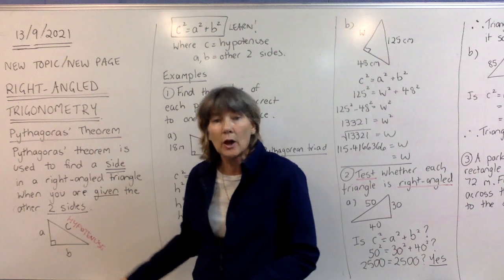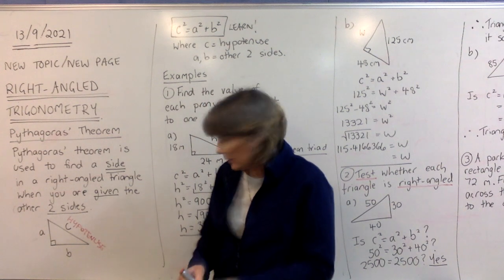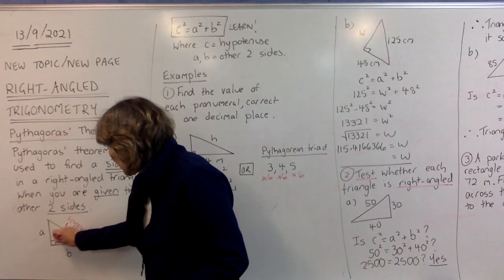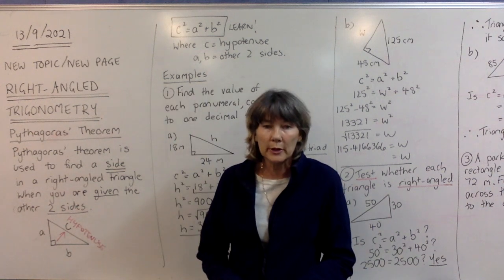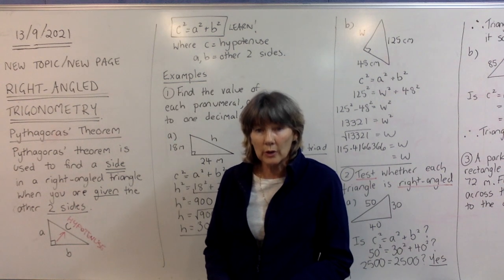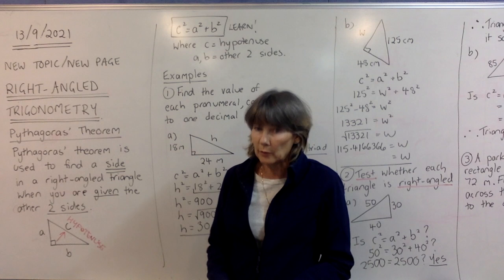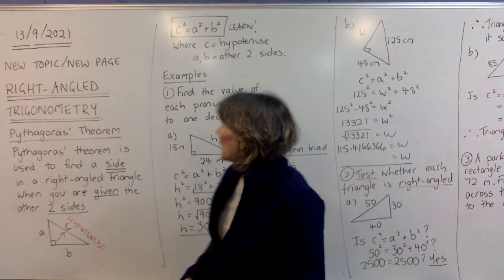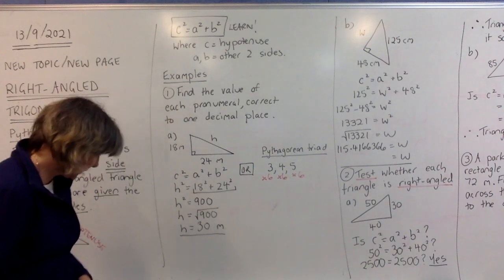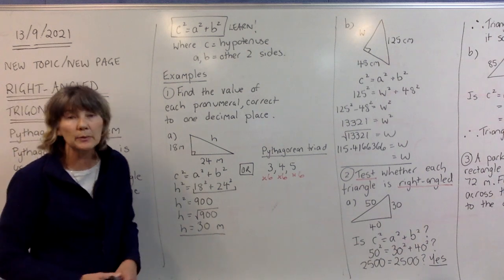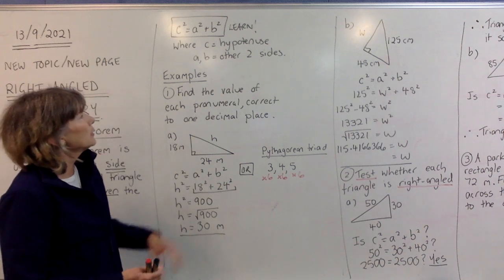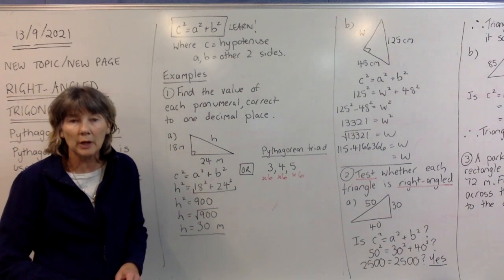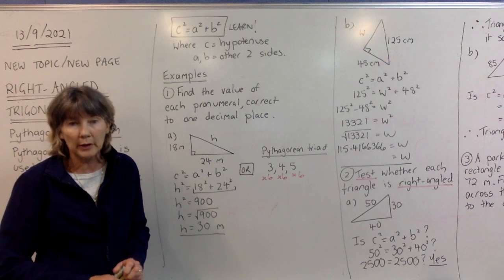The c is the hypotenuse. That's the main thing you need to know. The side that's opposite the right angle is the hypotenuse, and it's also the longest side of the triangle, which is helpful to know as well. Okay, so if you have a look at the formula, c squared equals a squared plus b squared. I said c was the hypotenuse. a and b are the other two sides. It doesn't matter which way round they go.